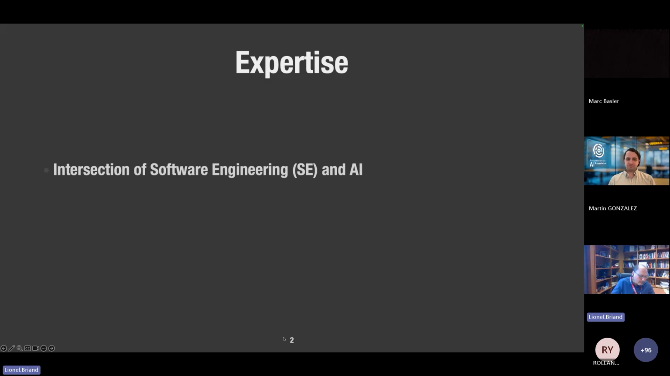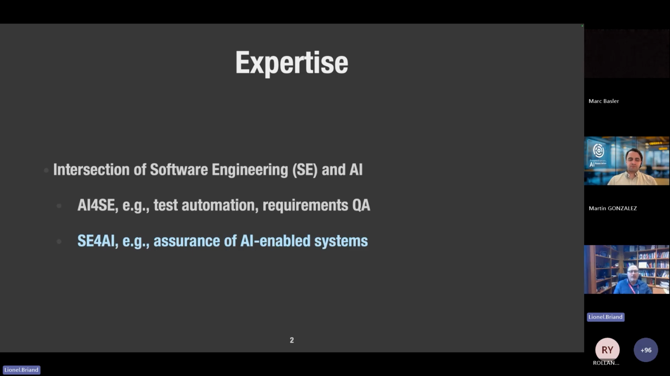Maybe contrary to many of you online, my work is at the intersection of software engineering and AI. So I work on how to use AI to automate software development, and on the other hand, how to adapt software verification and software testing techniques for the assurance of AI-enabled systems.